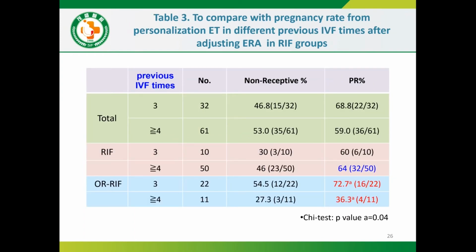Results of the comparison of pregnancy rate from personalized ET in different previous IVF times after adjusting by ERA in the IF groups are shown in Table 3. The pregnancy rate of previous IVF 3 times was significantly higher than previous IVF more than 4 times in oocyte recipient groups. ERA would improve the pregnancy rate if the endometrium was in a non-receptive implantation status.